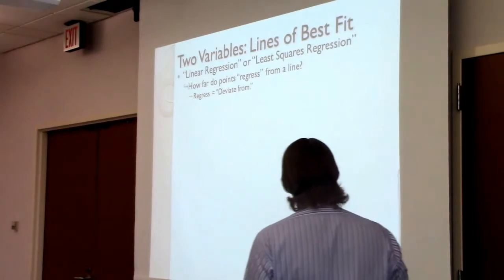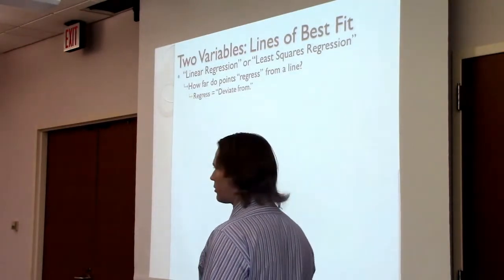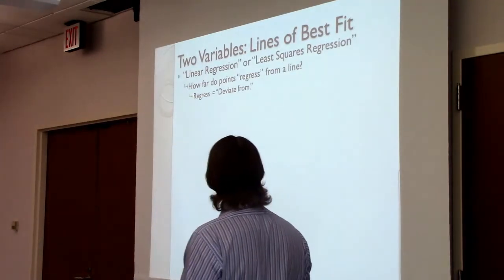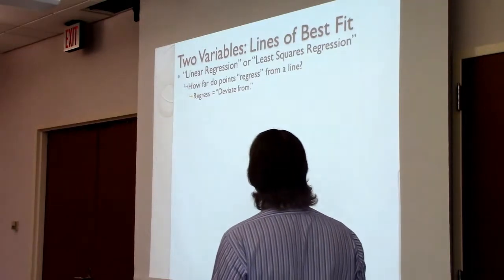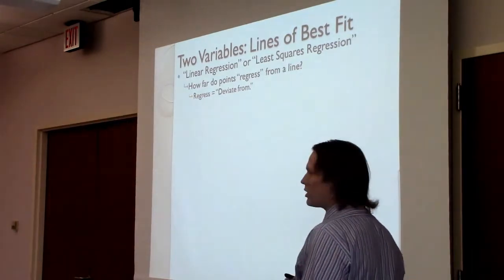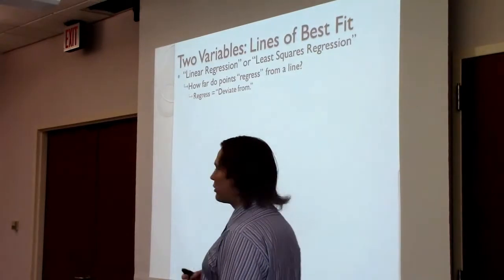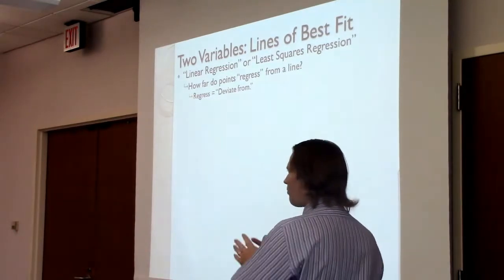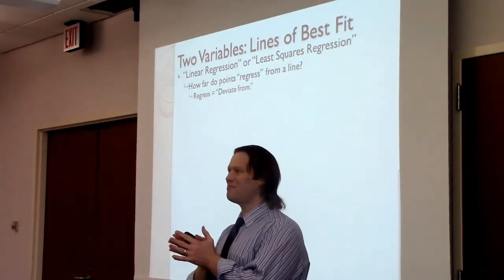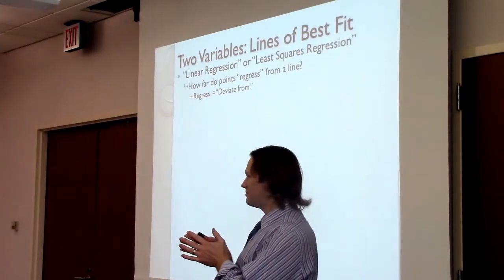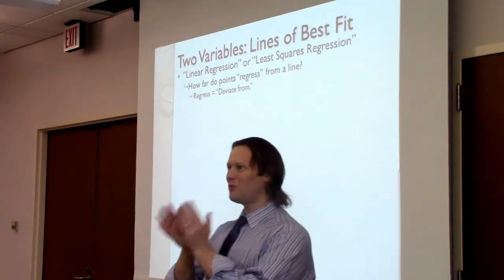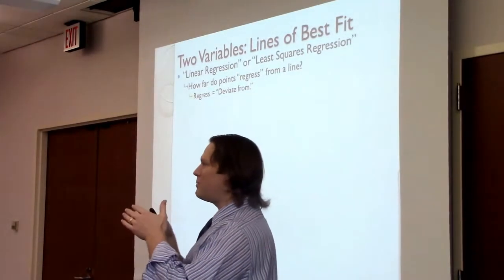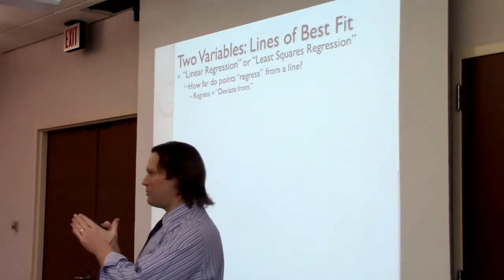So the first thing is I want to do a quick vocabulary lesson. Why do we call it linear regression? Most people like line of best fit, and that's fine. But the reason we call it linear regression is because we're asking really about how far do points regress from a line. And regress, if you're not familiar with that terminology, means to deviate from. So a line basically ends up being the mean. So you've got your single variable, it's your mean. You get two variables, the line of best fit is the mean for both variables.